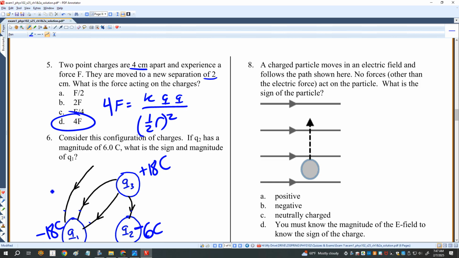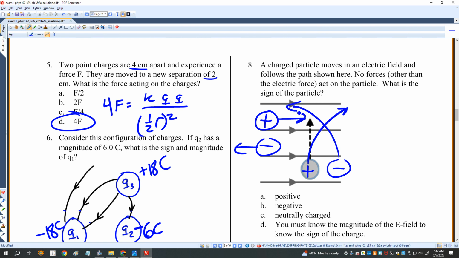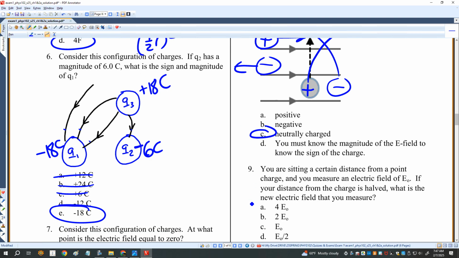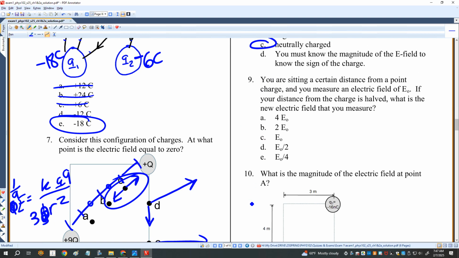If I have a positive particle in an electric field, it's going to feel a force in that direction. If I have a negative particle, it feels a force in that direction. So if it was positive, it would be following a path that looked like that. If it were a negative particle, it would follow a path that looked like that. It's not doing either of those. That means C is the right answer. It's neutrally charged.